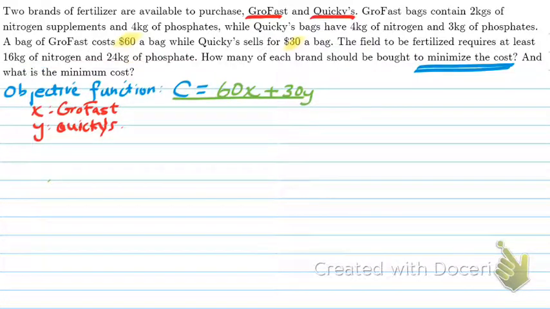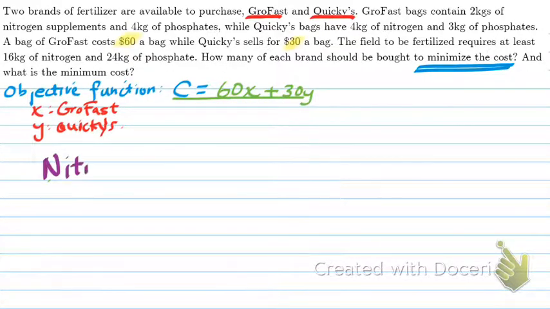So you might think that 16 and 24 might be your variables somewhere, but keep in mind we already have our variables defined. Those are X and Y, number of bags of each kind. So really our restrictions actually boil down to how many units of nitrogen and phosphate each bag has. So we basically want to make sure that we get enough nitrogen and enough phosphate into our field.